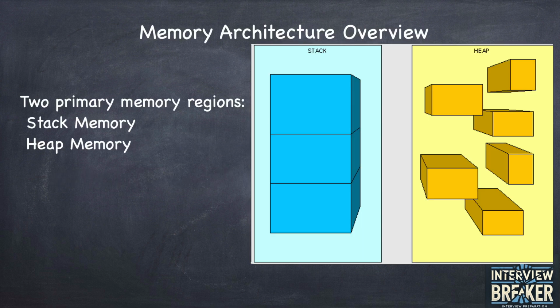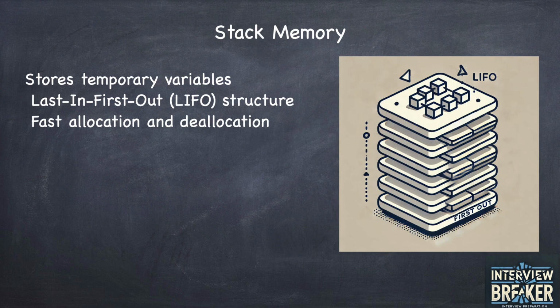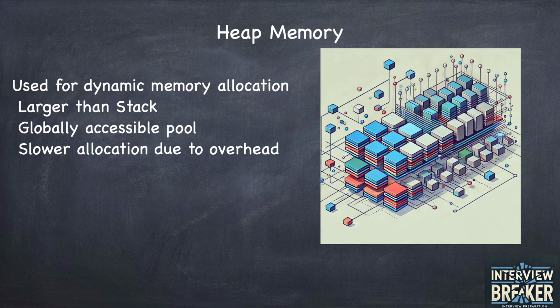Before we explore value and reference types, it's essential to understand the two primary regions of memory where data is stored. First one is stack memory and the second one is heap memory. Stack memory is a region that stores temporary variables created by functions. It's organized in a last in first out LIFO manner, making allocation and deallocation extremely fast and efficient. Heap memory, on the other hand, is used for dynamic memory allocation. It's a larger pool where objects are stored and can be accessed globally. Allocation and deallocation here are comparatively slower due to the overhead of dynamic memory management.